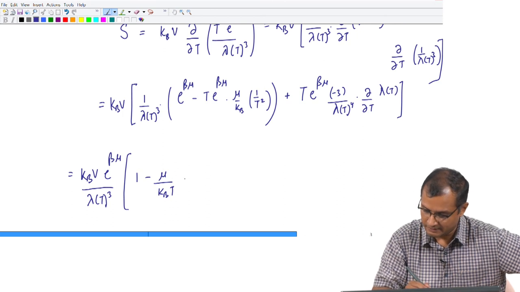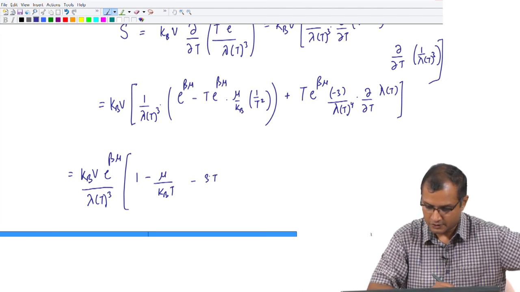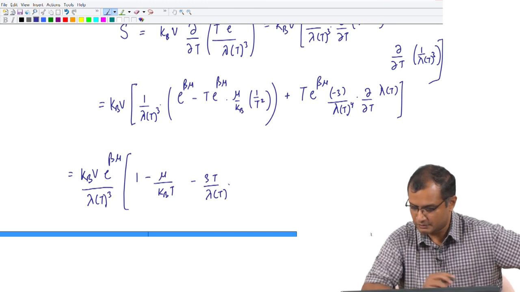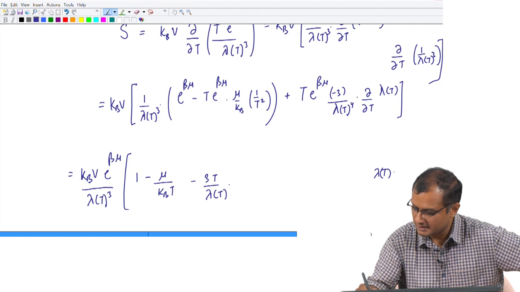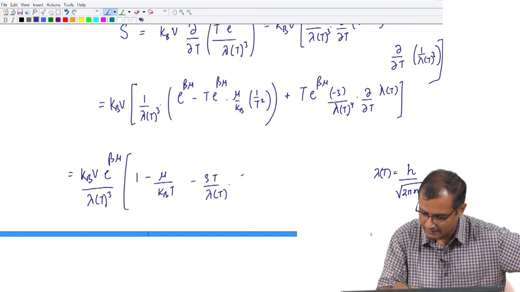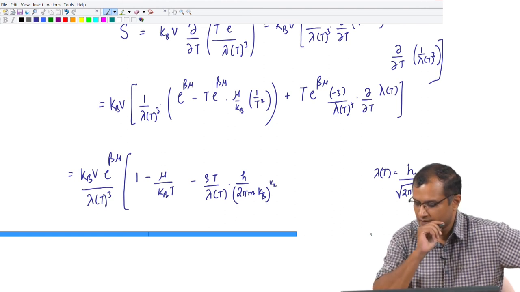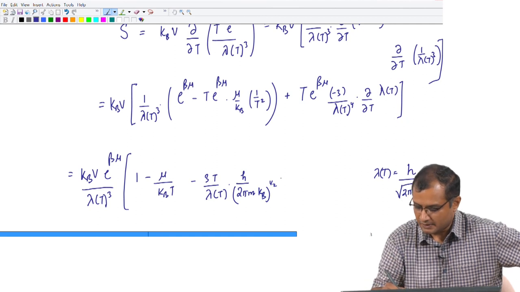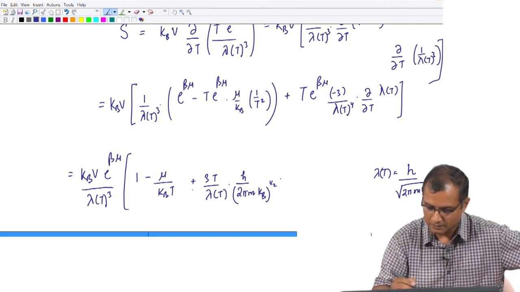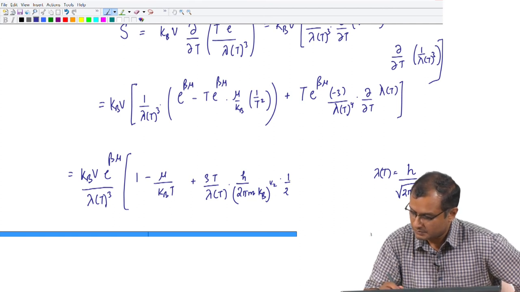And from the second term, I will get minus 3 T over lambda T into the derivative of lambda T. So, now lambda T is basically h over the square root of 2 pi m k B T. So, this would simply be h over 2 pi m k B, and this would be just, you can get 1 upon 2, raised to T raised to 3 by 2.